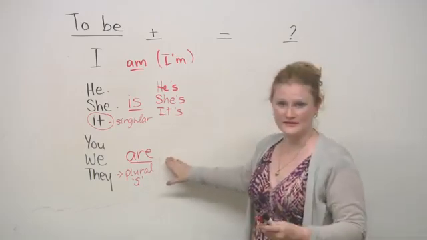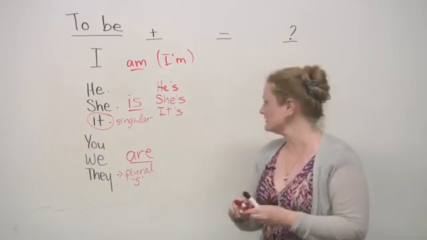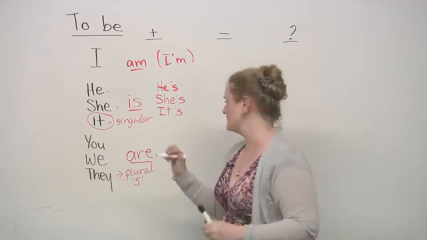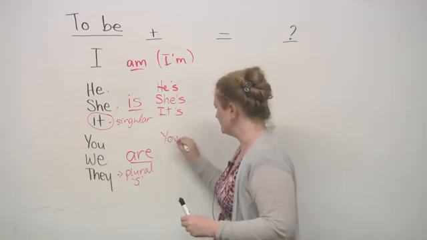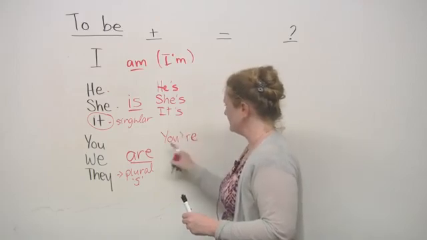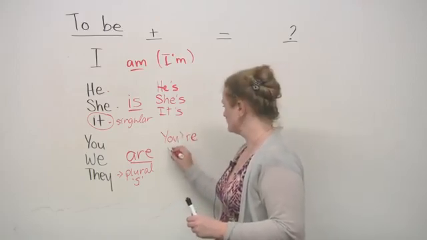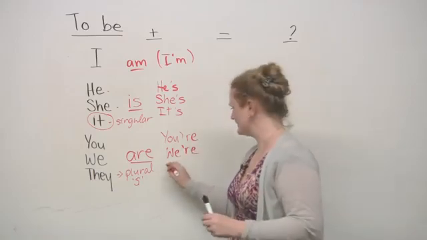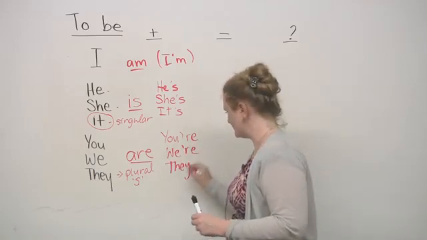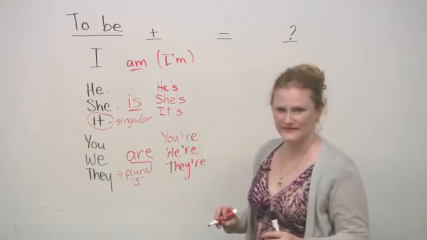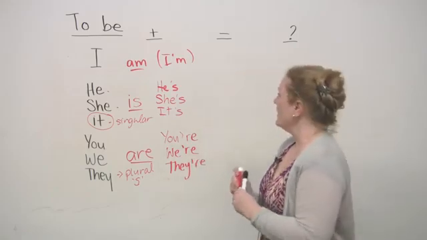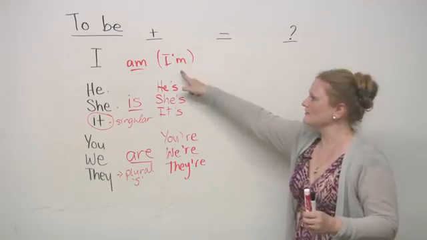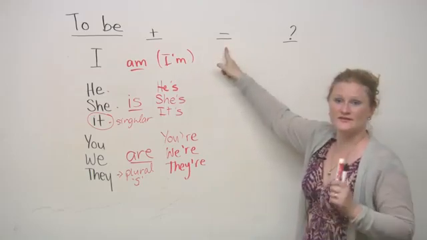We can also break these down and make them shorter when we speak or when we write. Both speaking and writing is acceptable. We say you're, we're, and they're. Okay? We're going to go on to the negative form of these. So this is positive, and as you can tell here, this is negative.